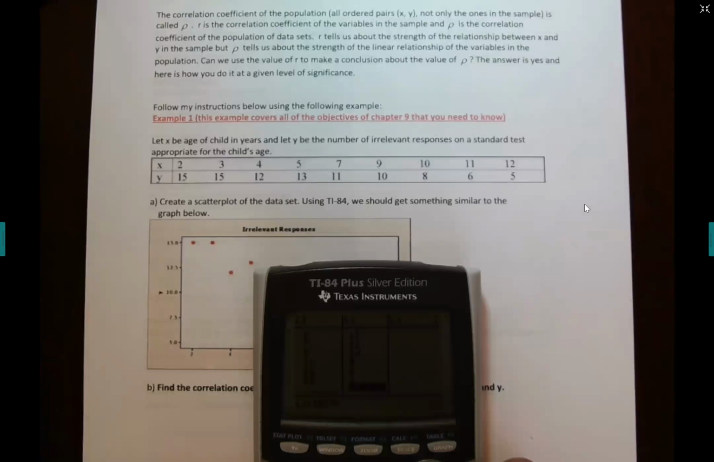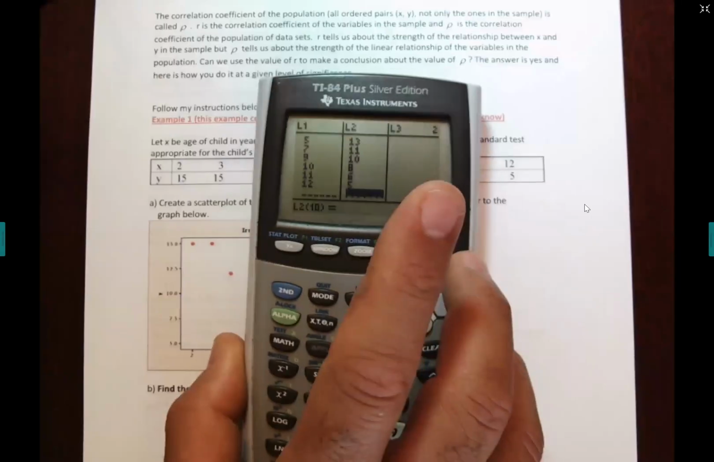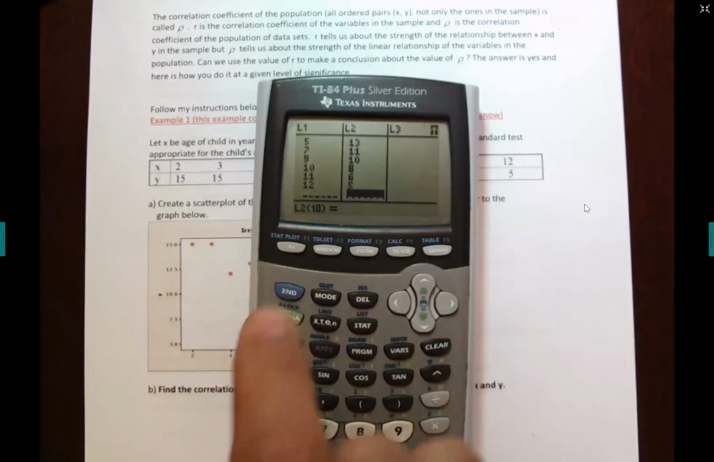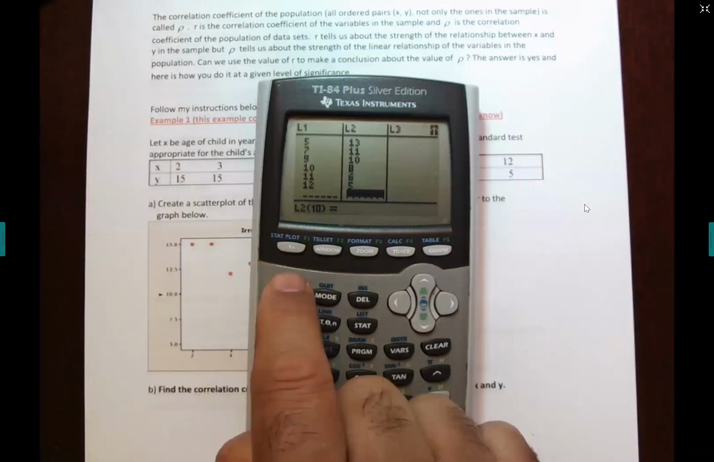Here's what I'd like you to do, guys. And you can do it just once and for all. I would like you to press the second key. I want to show you the scatter plot first of all. So press the second key and press Y equals.